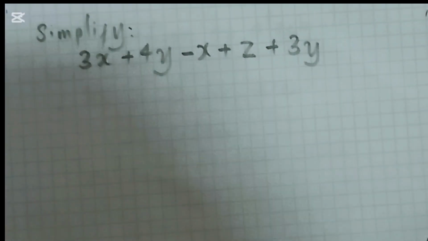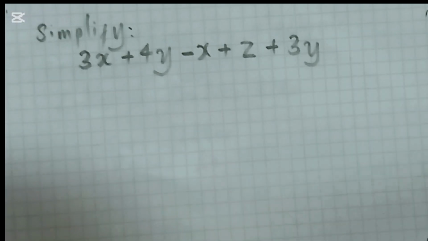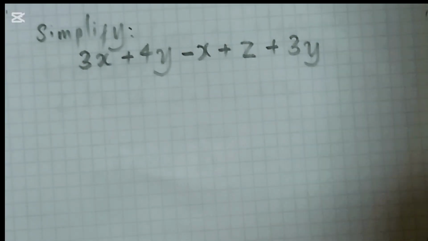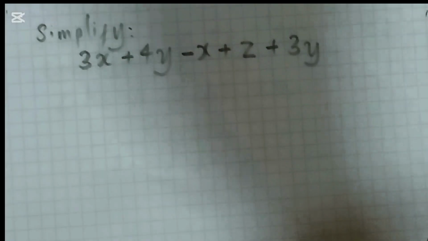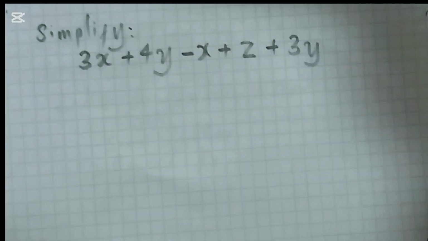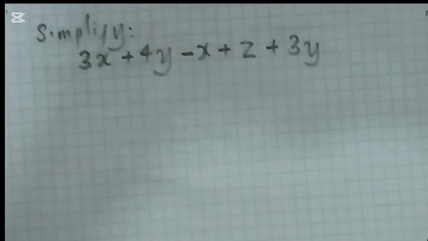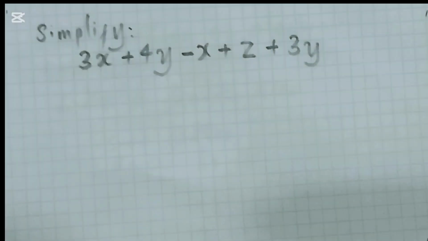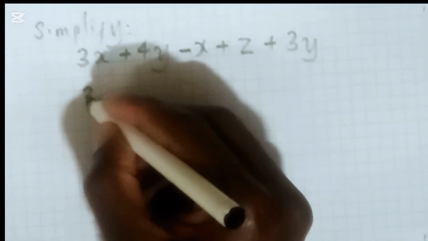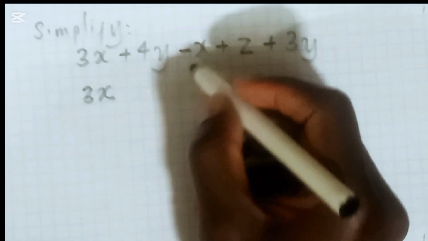Example 1. Simplify 3x plus 4y minus x plus z plus 3y. For us to simplify this, what we are going to do first is bring like terms together, add them where terms need to be added, and subtract where terms need to be subtracted, and that will basically be it for this problem. So note 3x is a like term with negative x.